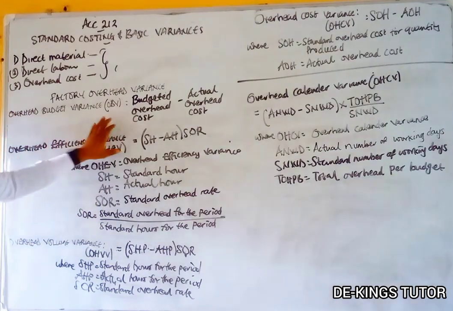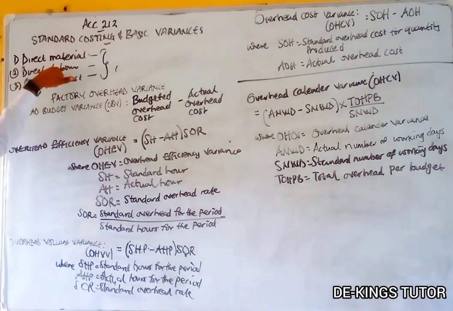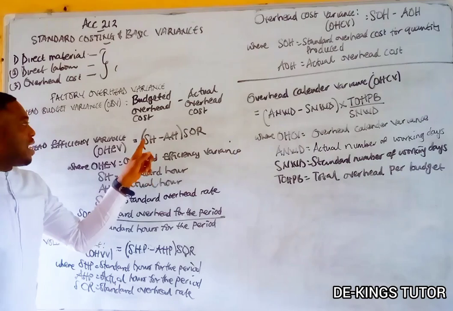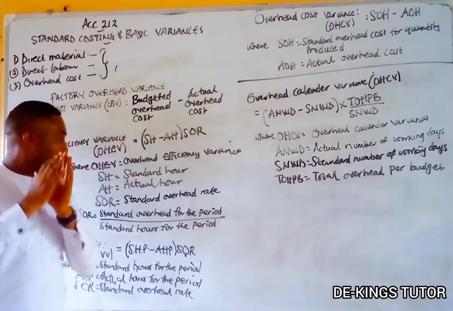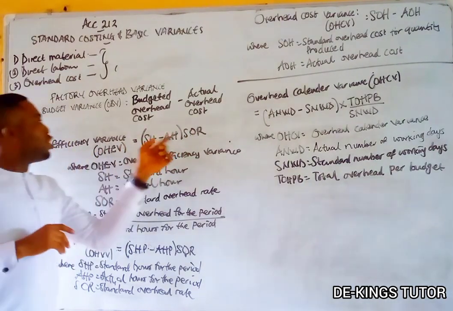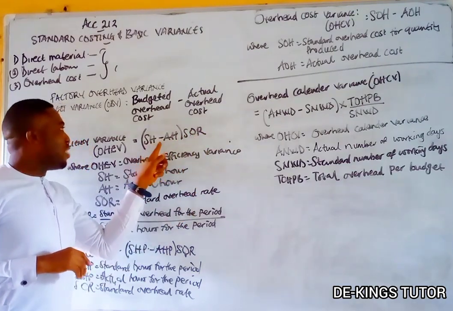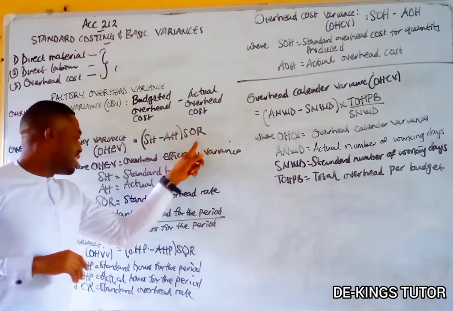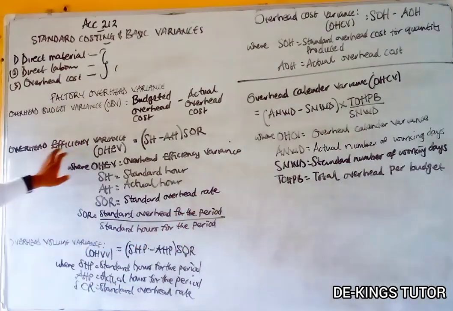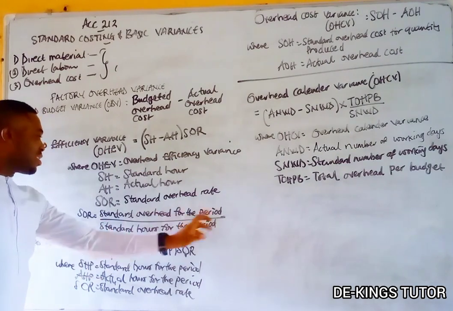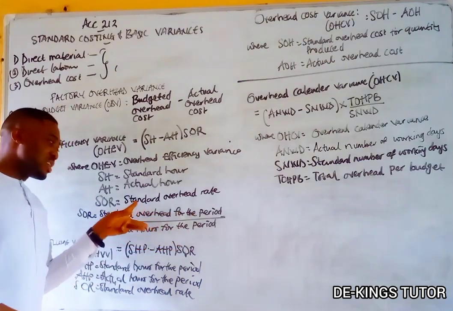Now, overhead efficiency variance. It is closely related with the labor that we have done because it has to do with standard hour minus actual hour. But this is quite different. If it's for the labor, it will be on the actual production. But this one, we have what we call SOR, which is the standard overhead rate. So standard hour minus the actual hour multiplied by the standard overhead rate. Now the standard overhead rate is given as standard overhead for the period divided by standard hours for the period. Now the truth is that this will be given in the question.